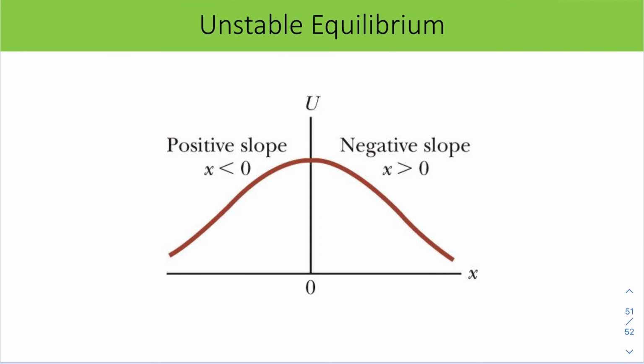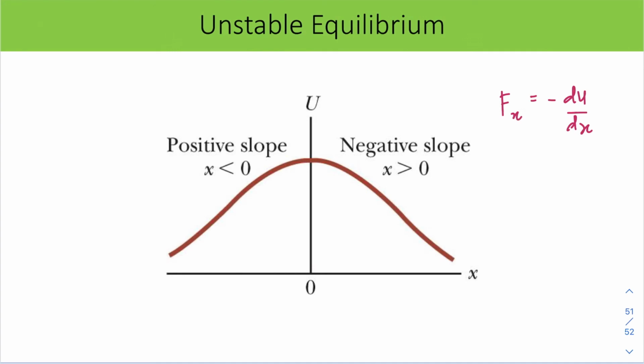Suppose the particle is displaced to the right, so x is bigger than 0. Because the slope is negative, Fx, which is equivalent to negative dU over dx, is positive and the particle accelerates away from x equals 0. That is the meaning of the slope. If instead the particle is displaced to the left, where x is less than 0, the force is negative because the slope is positive, and the particle again accelerates away from the equilibrium position. So the equilibrium position x equals 0 here is known as unstable equilibrium.